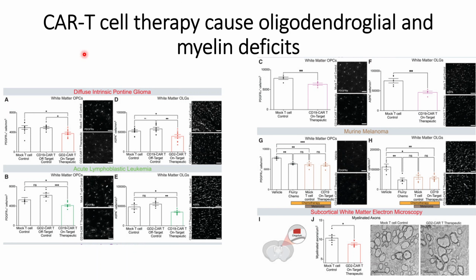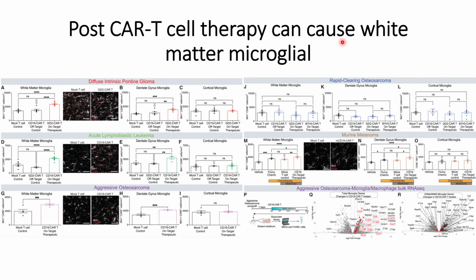In this video, we will discuss how CAR T cell therapy can cause oligodendroglial and myelin defects. In the previous video, we discussed that CAR T cells have some negative impact in terms of white matter formations. We have seen that post CAR T cell therapies can cause white matter microglial formations in different CAR T cell models that this paper has used.